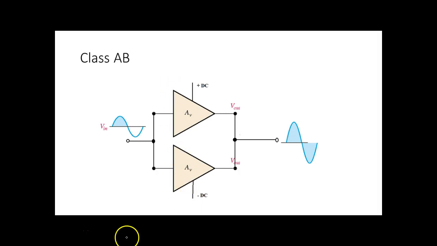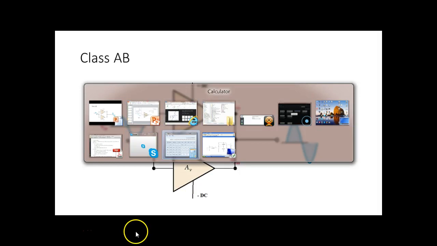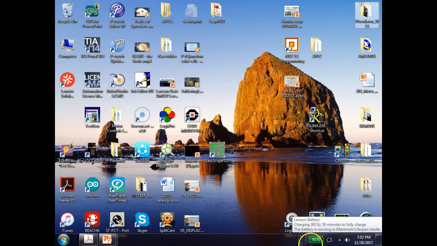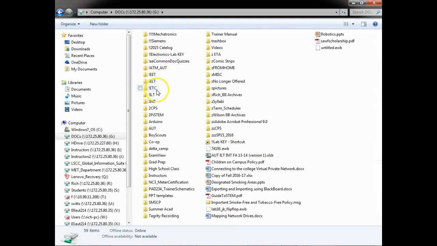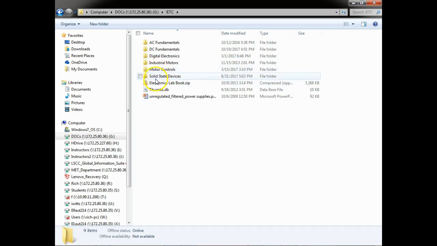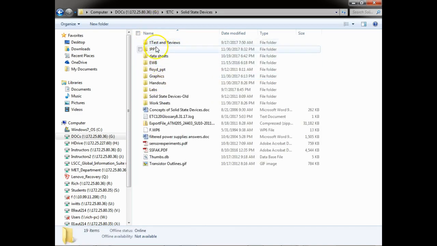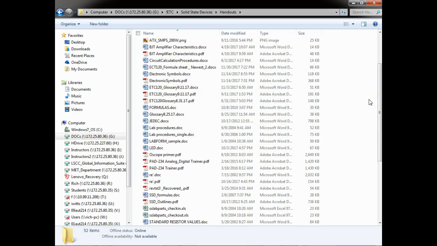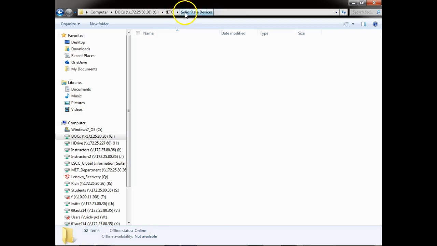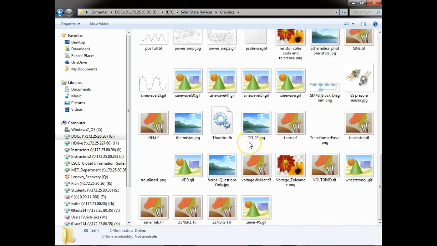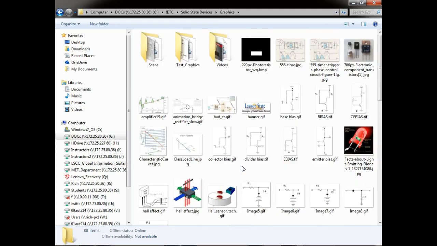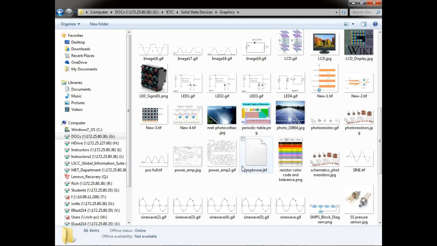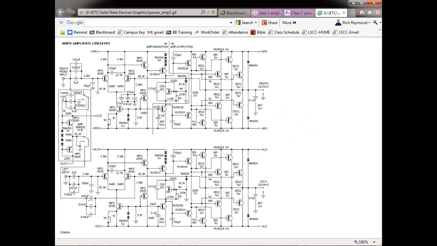So let's see if we can find a power amp schematic. We need to do the iPod, we need to do those lab too. So let's go to, oh, I think I've got one stored. Solid state. And don't get scared. I don't know if it'd be in handouts or in graphics. Let's look at graphics. So this is a power amp.